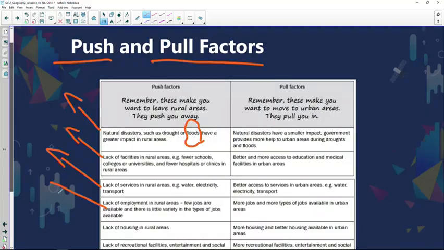And unfortunately, there's a lack of jobs. Now, if you think of rural settlements, it's mostly primary activities. So we looked at it, intensive farming, extensive farming. If you do want to find a job in rural settlements, it's got to do with primary activities. It's either going to be mining, forestry, farming, or fishing. So unfortunately, there are limited jobs, and there's little variety of jobs that we find in rural settlements. And that's a push factor because people want to start earning a living.